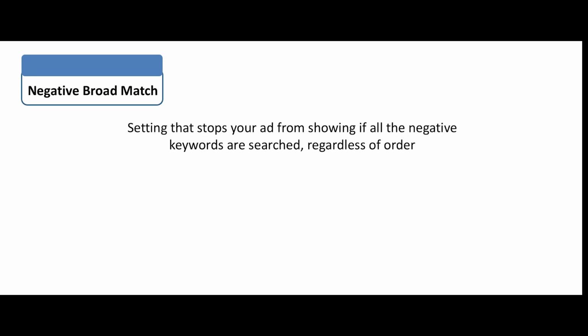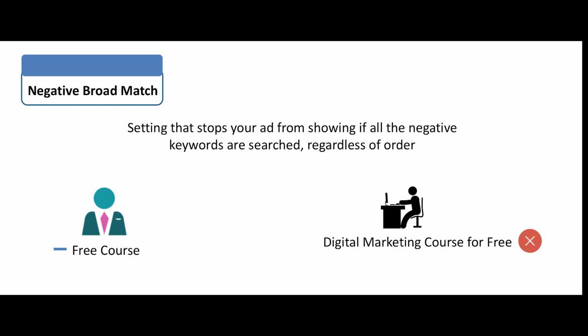Negative broad match is the default setting that stops your ad from showing if all the negative keywords are searched, regardless of the order. For example, if the negative keyword is free course, my ad will not be visible if someone searches for digital marketing course for free, as it includes the words free and course.